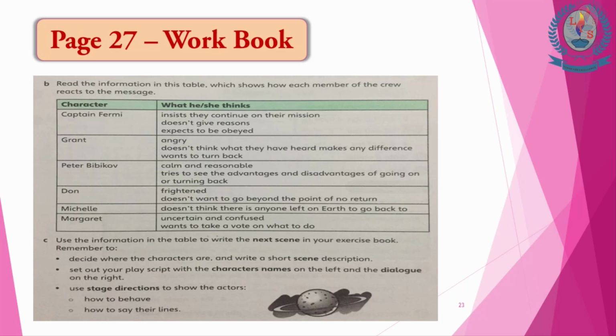Let's do part B on page number 27 of your workbook. Read the information in this table which shows how each member of the crew reacts to the message. Part C. Use the information in the table to write the next scene in your exercise book. Remember to decide where the characters are and write a short scene description.